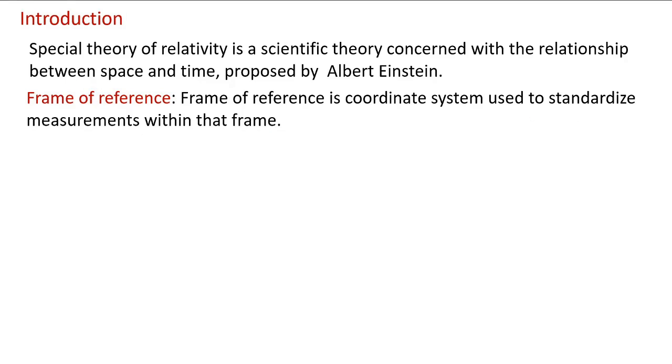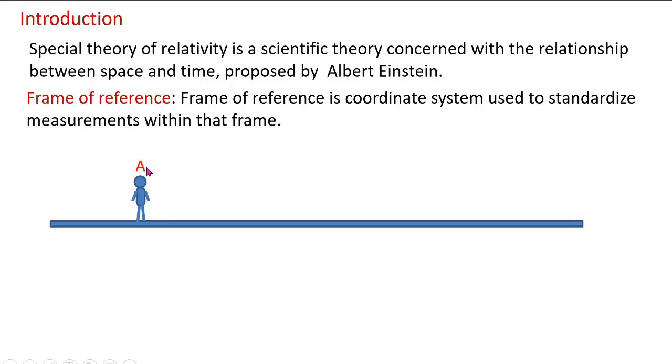To get clear on this term, let us see one example. Let this person A be standing on this road, then to describe the position and motion, that is whether this person is at rest or in motion, consider this coordinate system. Then this coordinate system which describes the position and motion of this person A is the frame of reference of that person.